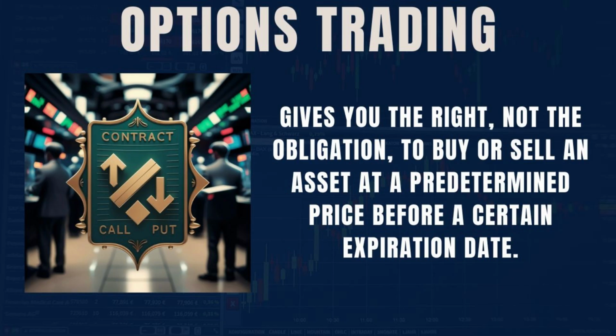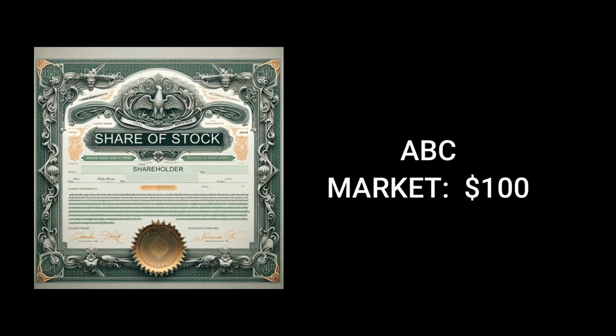Options trading, this offers a different kind of flexibility. And an option is a contract that gives you the right, as the buyer of it, but not the obligation, to buy or sell an asset at a predetermined price known as the strike price before a certain date, and that is the expiration date. So here's an example of that.